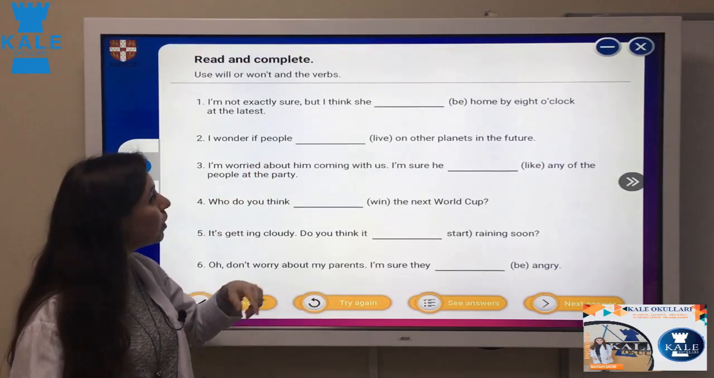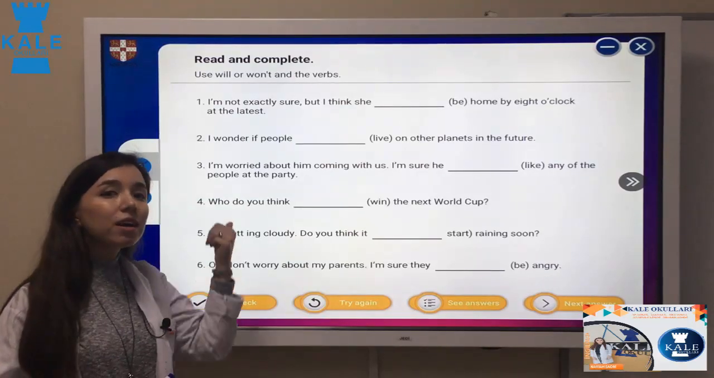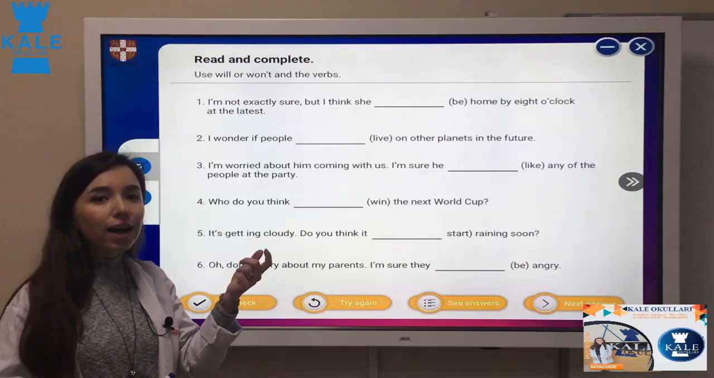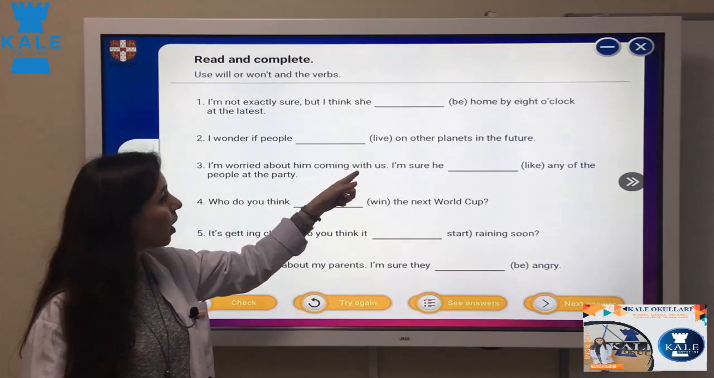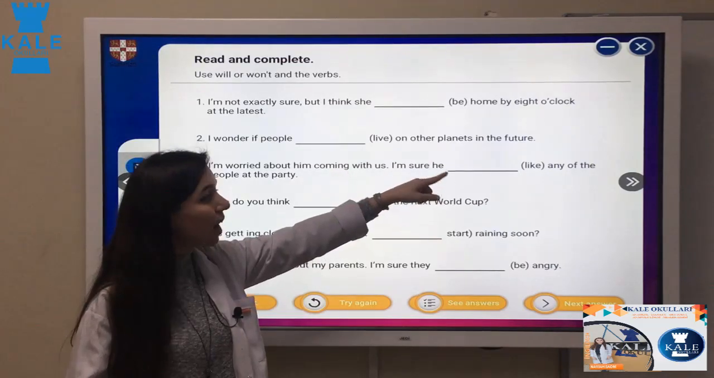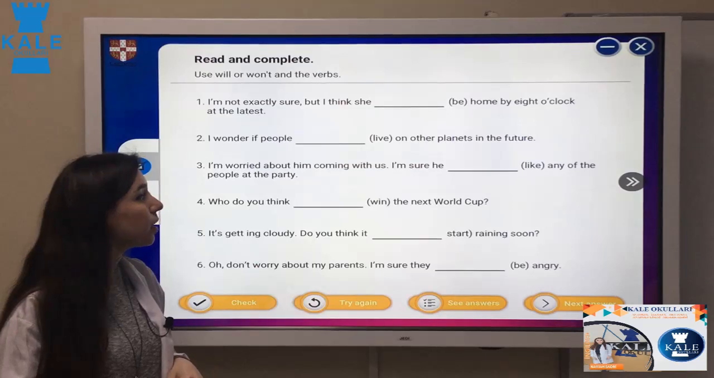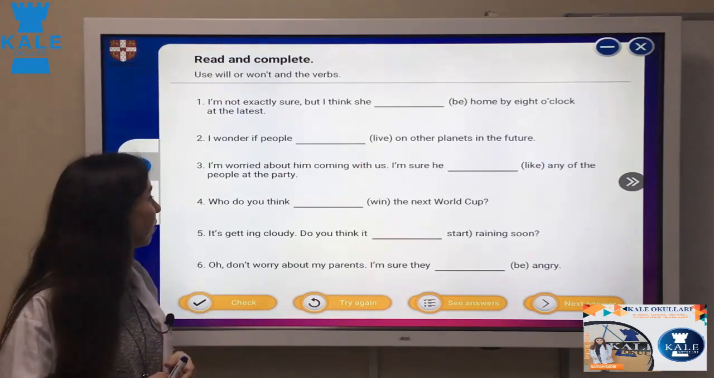I wonder if people will live on other planets in the future. Here, normally we understand that because the sentence is positive, we have to use will for it. Yes, will live. I'm worried about him coming with us. I'm sure he won't like it. Our verb is like here. Any of the people at the party. I'm sure he won't like, he will like. We just have to use them.